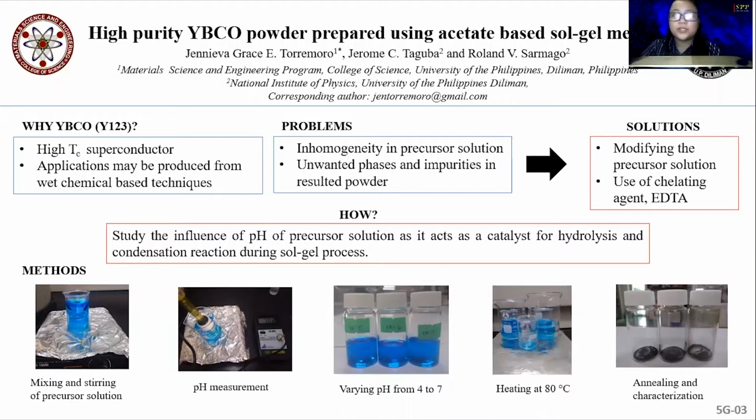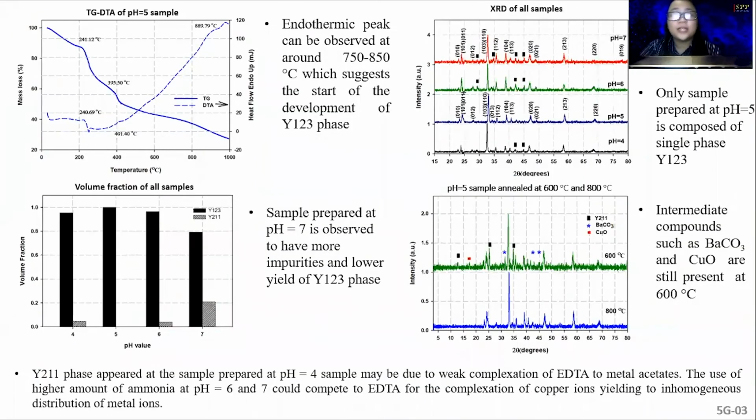In our results, the TGA-DTA curve of dried aerogel powder of pH 5 sample shows 2 mass loss with corresponding endothermic and exothermic peak, which could be attributed to the decomposition of acetates and residual organic compounds. Another endothermic peak can also be observed at around 750 to 850 degrees Celsius, which suggests the start of the development of Y123 phase. To confirm this claim, all samples were annealed at 800 for 2 hours, and the XRD data shows that only pH 5 sample exhibits single-phase Y123.